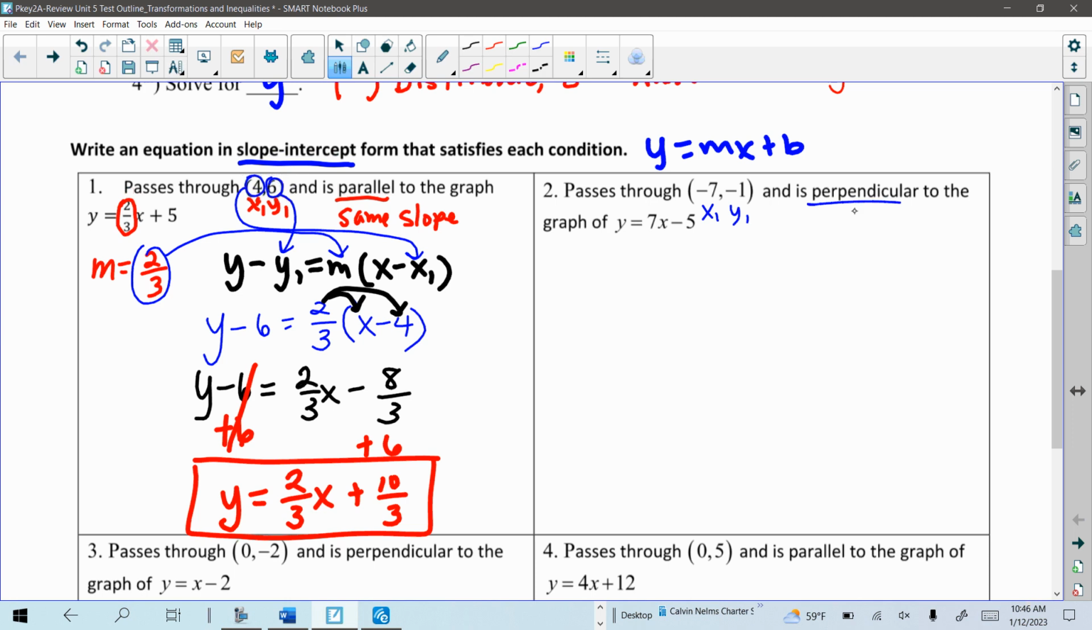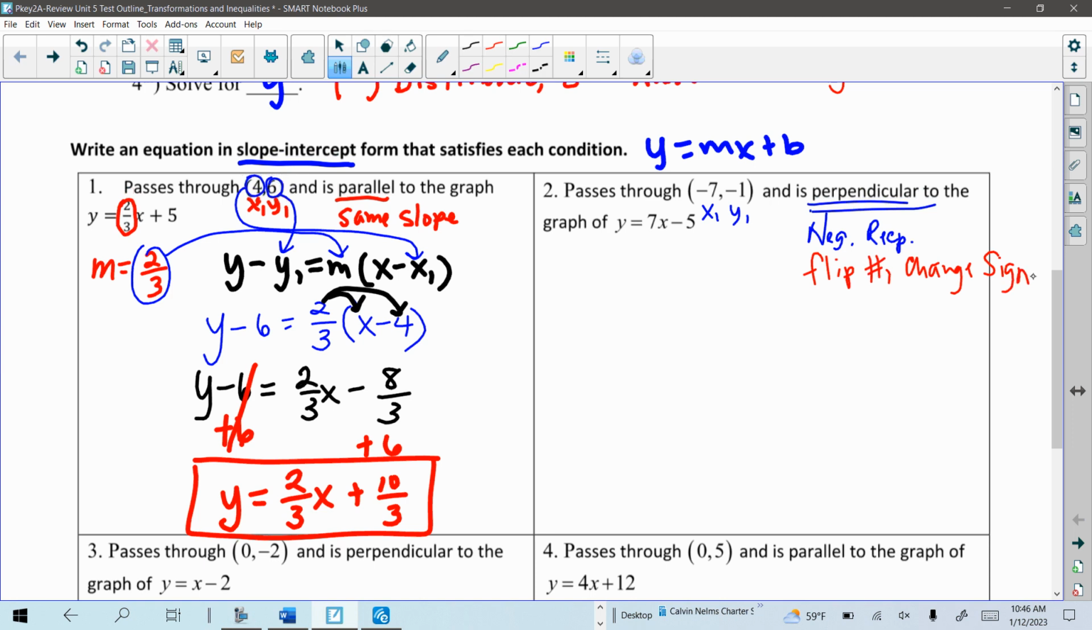But now we're talking about perpendicular. So what does that mean? Negative reciprocal. Very good. I'm just going to abbreviate that. What does it mean to be a negative reciprocal? Yeah, you have to flip the number. So we're going to flip. I'm just going to say flip the number and change the sign.